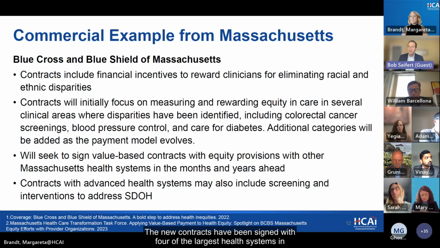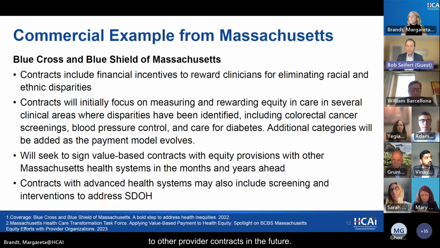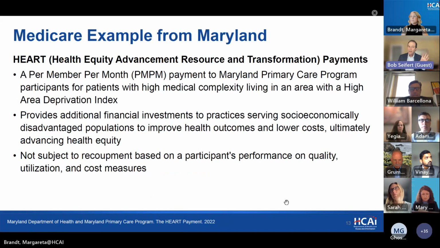The new contracts have been signed with 4 of the largest health systems in Massachusetts, and Blue Cross is looking to add these equity provisions to other provider contracts in the future. So that's the commercial side. Next slide, please. We'll take a look at the Medicare realm.